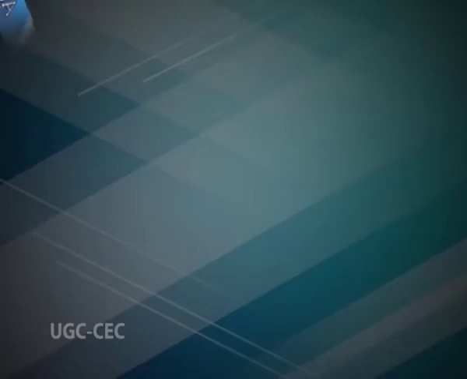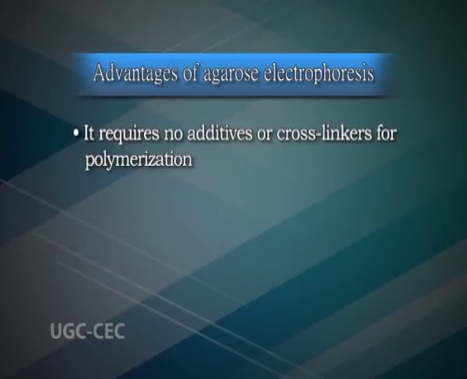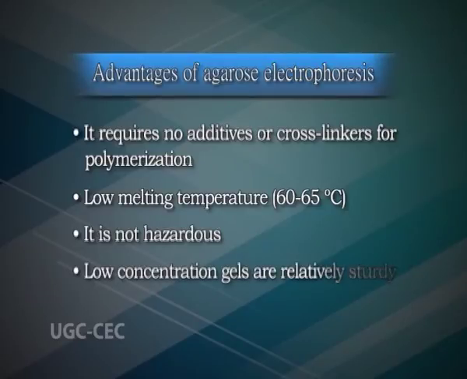Advantages of agarose electrophoresis. The advantages of agarose electrophoresis are as follows. First, it requires no additive or cross-linkers for polymerization. It has a low melting temperature of about 60 to 65 degrees Celsius. It is non-hazardous, and low concentration gels are relatively sturdy, and it is inexpensive.